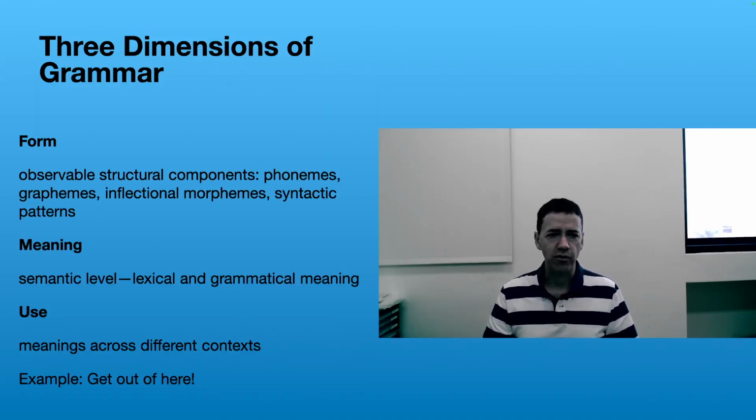Okay, so when we're talking about grammar, there are three dimensions that you should keep in mind. The first is the form. Okay, so that's the observable structural components, the phonemes, the graphemes, inflectional morphemes, syntactic patterns, and so on and so on. So that is our form. So whenever I say focus on form, that's what we're talking about. Okay, the second is meaning. So this is the semantic level. This is our lexical and grammatical meaning, right?